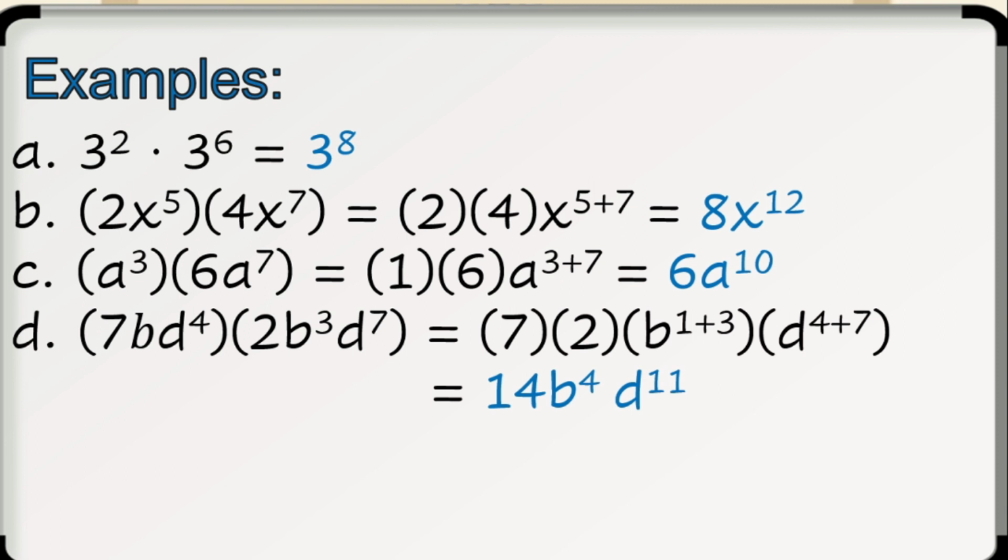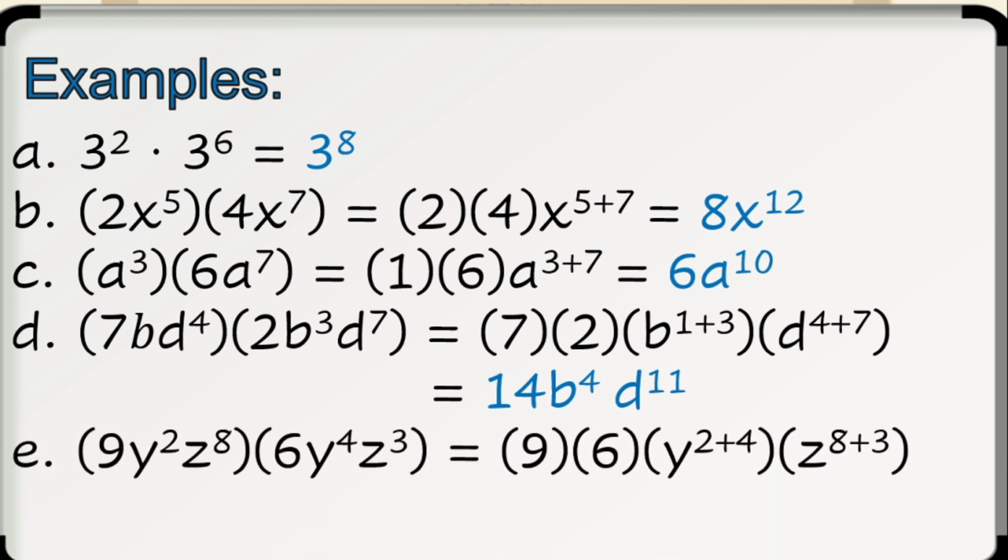Last example. The quantity of 9y squared z raised to 8 times the quantity of 6y raised to 4 z raised to 3 is equal to 9 times 6 times the quantity of y raised to 2 plus 4 times the quantity of z raised to 8 plus 3. Simplifying, we have 54y raised to 6 z raised to 11.